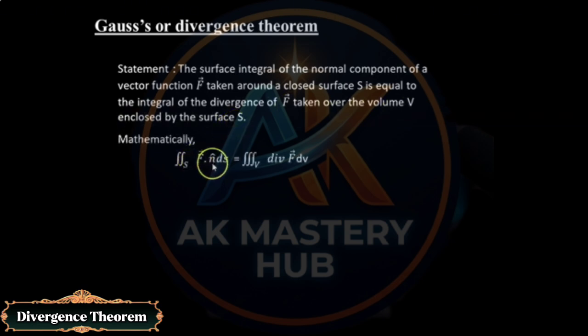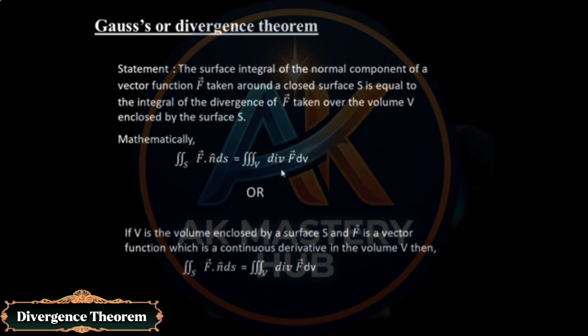Mathematically, this can be written in this way, or in very simple language we can write: if V is the volume enclosed by a surface S and f is a vector function which has a continuous derivative within the volume, then the surface integral of the normal component of the vector function is equal to the volume integral of the divergence of the vector function.